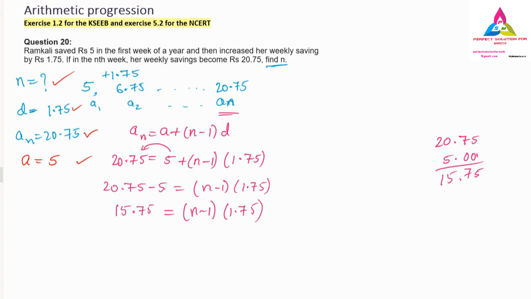Okay, next what we have to do, this 1.75 we have to shift and it will divide. So 15.75 divided by 1.75 is equal to n minus 1. Okay, now some of you have more doubt. Why you have more doubt means here a fraction value we have. So to remove that fraction, what we have to do, that is the most tricky thing some of you have. So here it is so easy, I will tell you. After the dot, how many digits do we have?